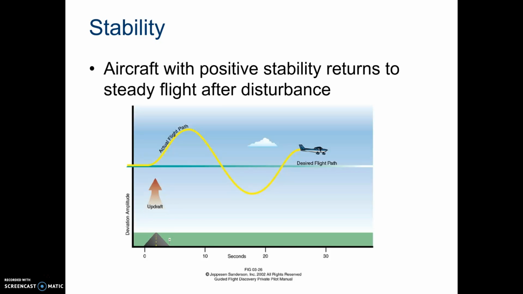Aircraft with positive stability returns to steady flight after disturbance. So if they have positive stability, if there's a disturbance, like here in this picture, you see an updraft over the road as warm air rises, that would take the flight path up. But if the aircraft is stable, then it should by itself stabilize and return back to its flight path after the disturbance.